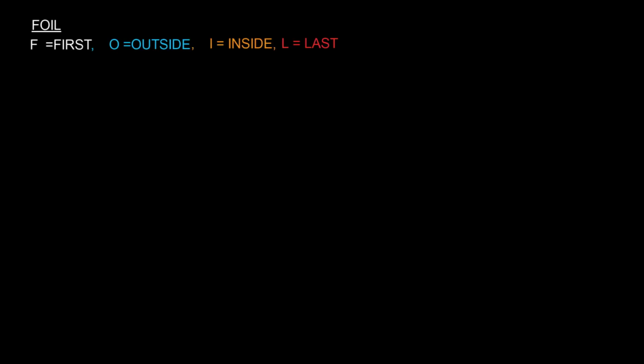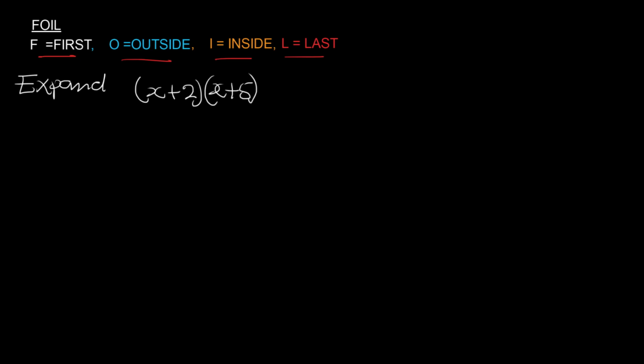Before I introduce the second set of examples, I'd like to explain this acronym. The acronym FOIL reminds us of which terms in the bracket we have to multiply at any point in time. F means first, O is outside, I is inside, and L is last. Let me explain with an example. Expand (x plus 2) and (x plus 5). To do this, let's write the question again. (x plus 2) and (x plus 5).